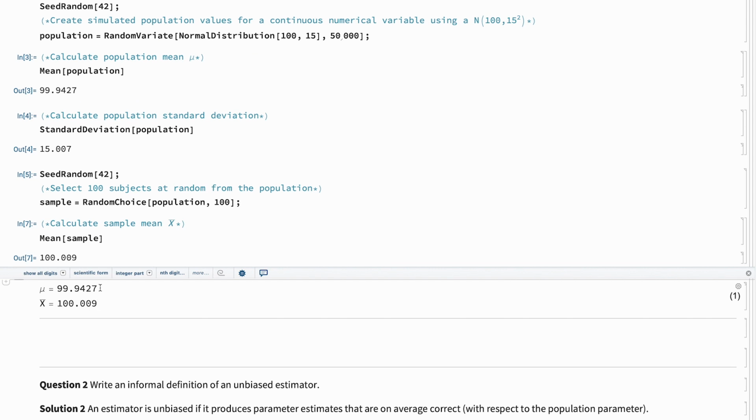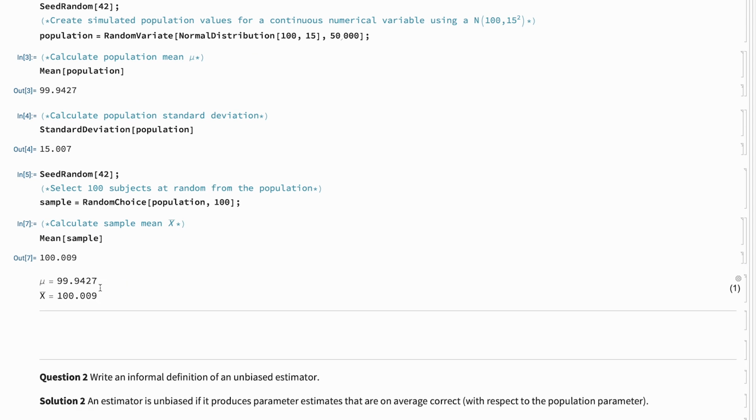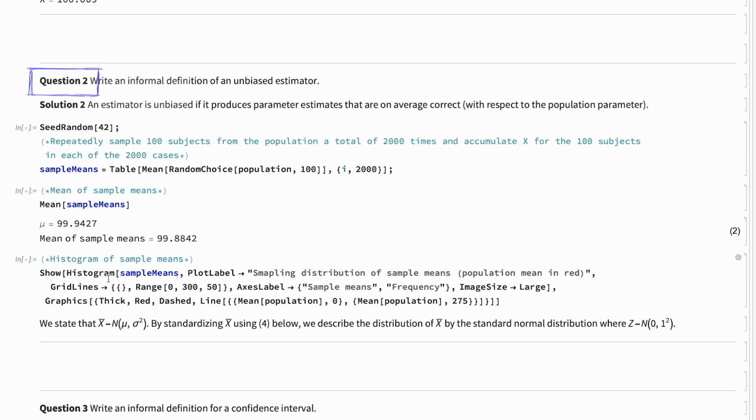And so there we can see the true population mean, that is a population parameter, is 99.9427, and our sample mean is 100.009. Very, very close to each other. A sample mean is an unbiased estimator of a population mean. Question number 2, write an informal definition of an unbiased estimator.